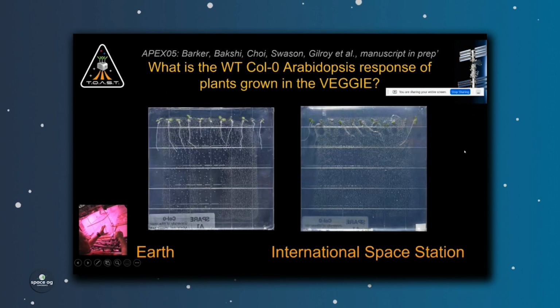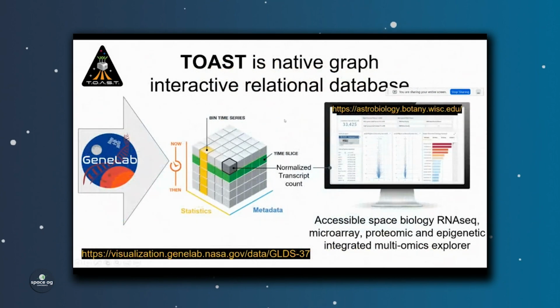The raw data will be available in NASA GeneLab, and also available through TOAST. TOAST is an interactive relational database that we've built. It's available on the Gilroy Lab website, which binds together the multi-omics data that's been provided by the space biology research community as part of the NASA GeneLab collaboration. So essentially, we've integrated transcriptomics, proteomics, and epigenetics data into a multi-omics data explorer to help researchers and students around the world find biomarkers of interest that may help them conduct experiments to further space agriculture.